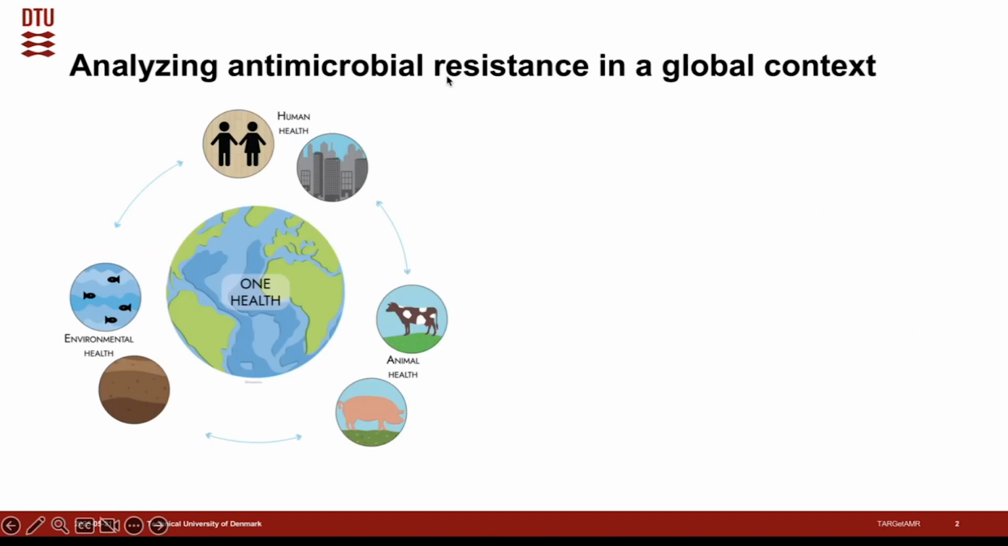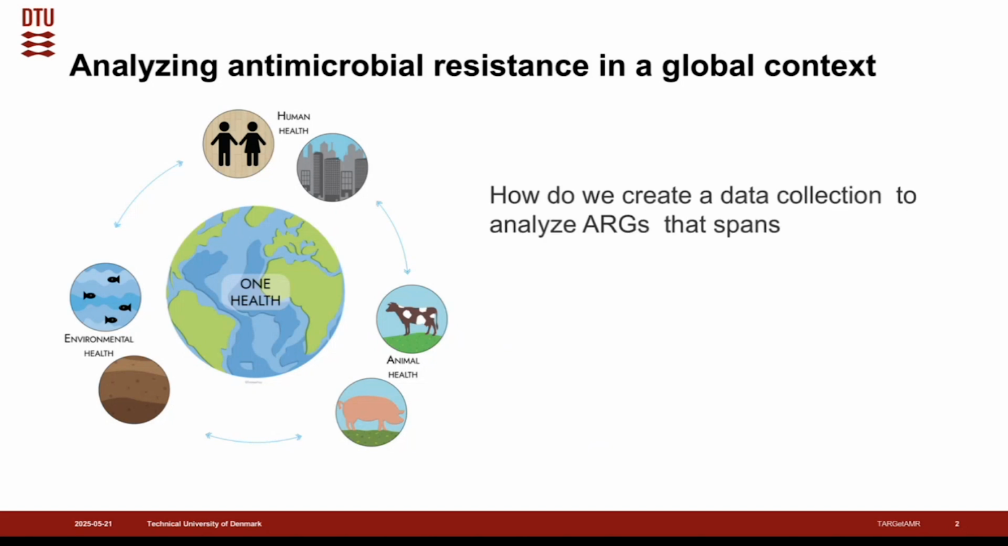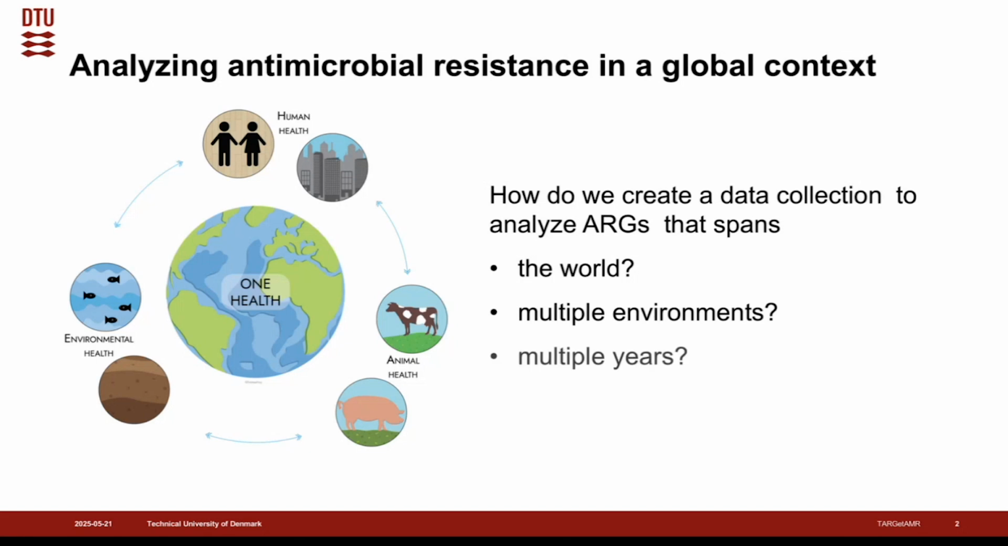Right, so more recently, it's come to be recognized that we need to study antimicrobial resistance in a global context across different environments, populations, animals, and so on. But a major challenge of this is actually how do we do it, right? How do we create enough data that we can analyze antimicrobial resistance across different regions of the world, across different environments, even across multiple years?